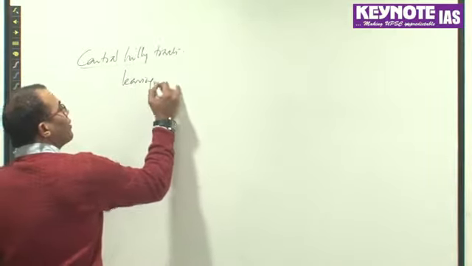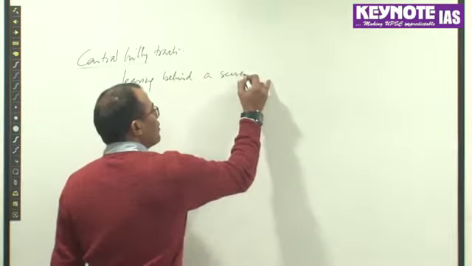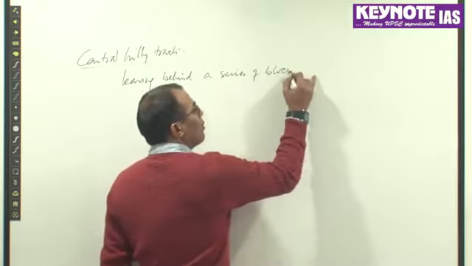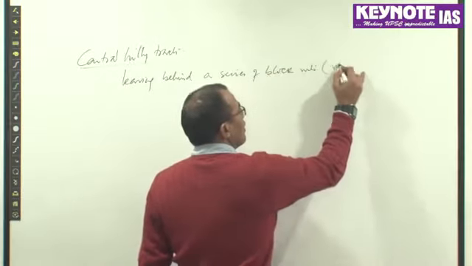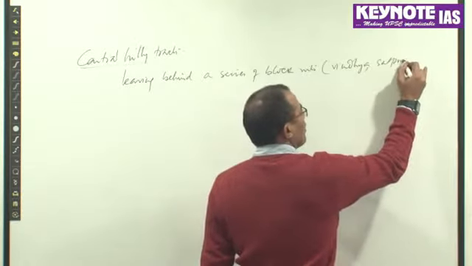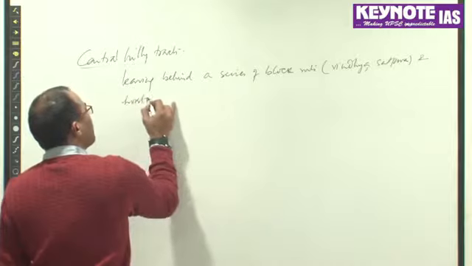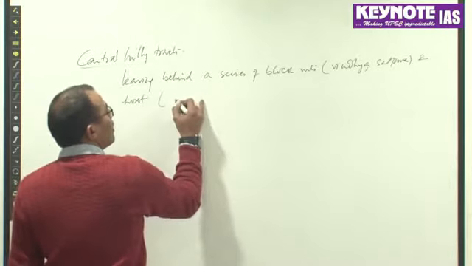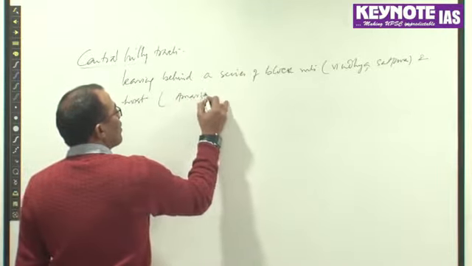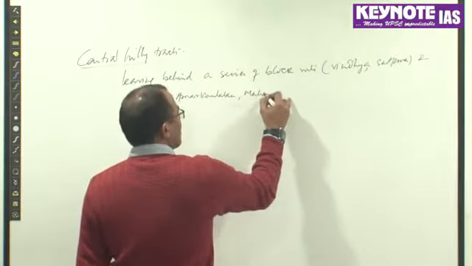Leaving behind a series of block mountains like Vindhya, Satpura and Horst, like Amarkantak, Mahadev Hills.